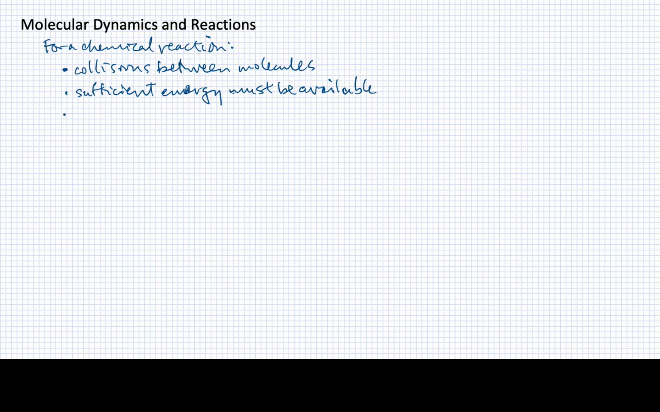The last thing that we need is during a collision, the relative orientation of the molecules must be correct. And what do I mean by that? Well, if the two molecules hit each other the wrong way, for example, if they hit each other at an end of the molecule that doesn't participate in the reaction, then they probably won't react. They'll probably just bounce off of each other and go find another collision to make.